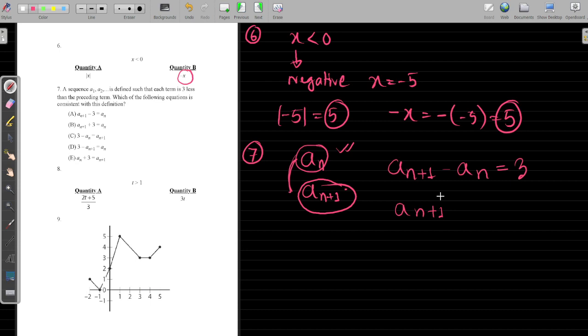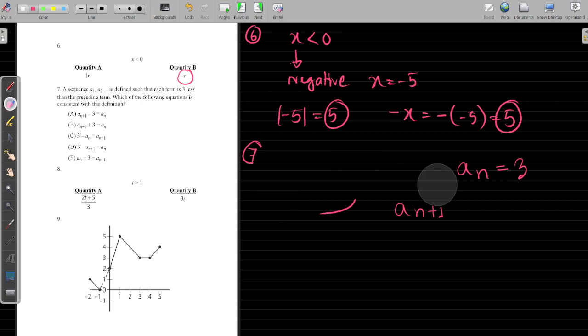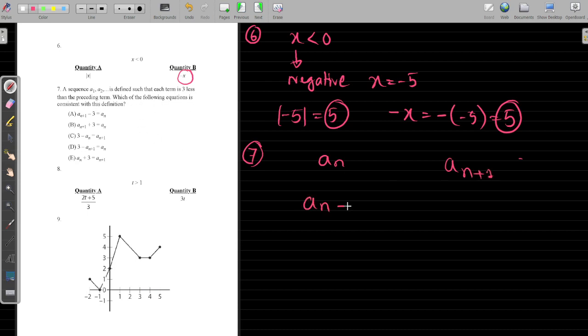So here, first again, let me think. The problem defines that each term is 3 less than the preceding term. This term is less than the preceding. So suppose the first term is a n, and our preceding term is a n plus 1. So here each term is less than the preceding term. That means a n minus a n plus 1 equals 3, right? So I can write a n plus 1 plus 3 equals a n. So this is the answer, number B.